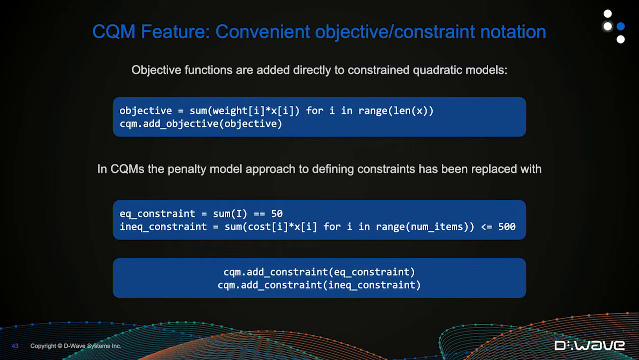Once we have an objective, we can add it to the CQM. I actually have a typo here, so that should be CQM.set_objective. In my subsequent slides, I do have the right function, so just make a note of that.